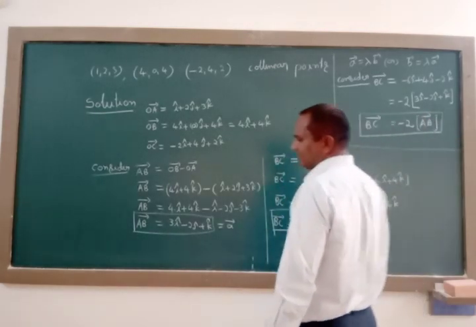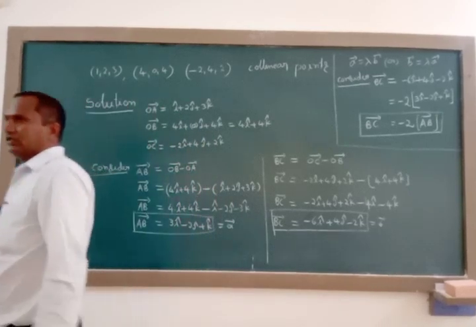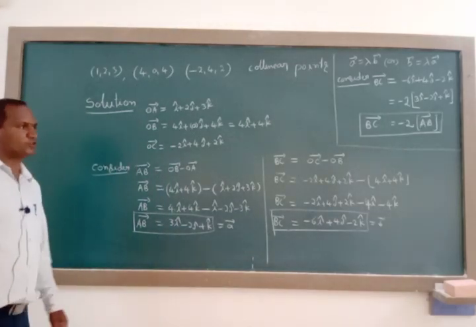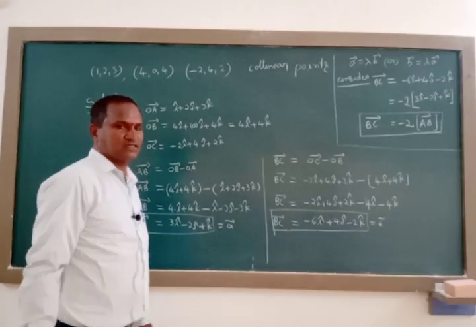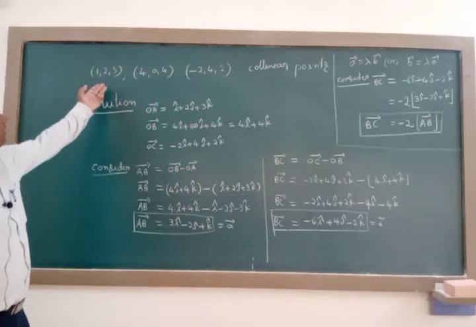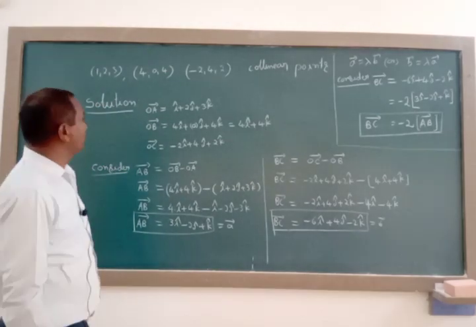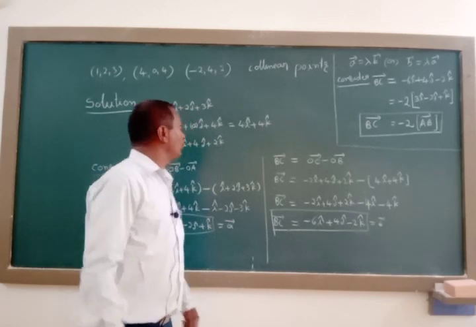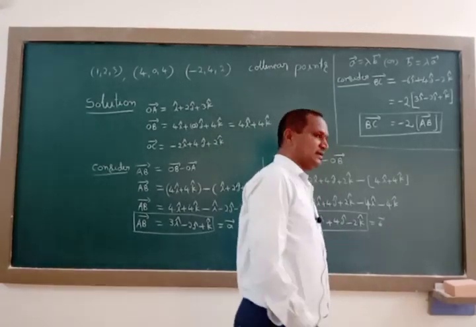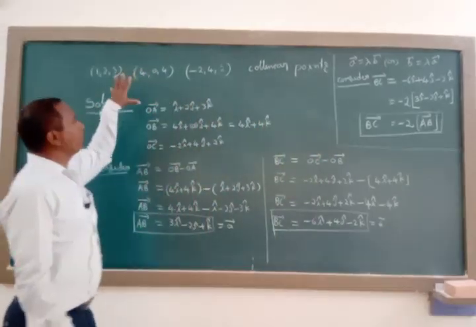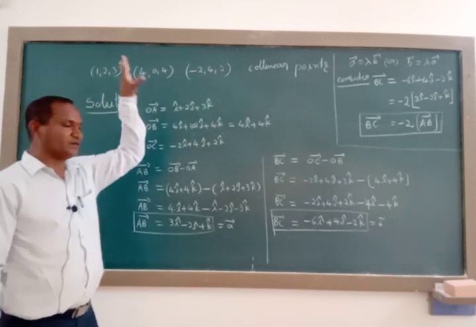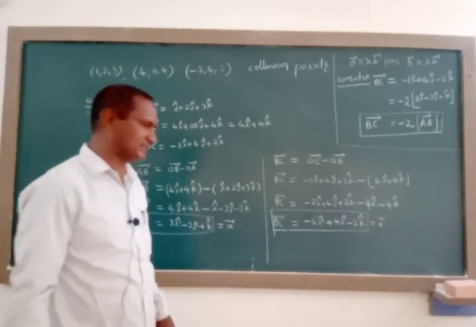That's why one vector is depending upon another vector. If you get the formula a bar is equal to lambda b bar, or b bar is equal to lambda a bar, it means one vector depends upon the other. That's why we can say the given 3 points, 1, 2, 3, and 4, 0, 4, and the third point minus 2, 4, 2, are all collinear points. Whenever points are given to show they are collinear, we have to apply this procedure to solve collinear point problems.